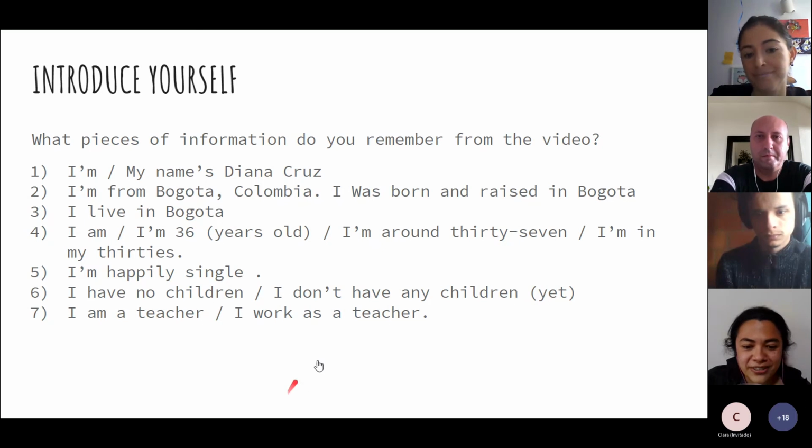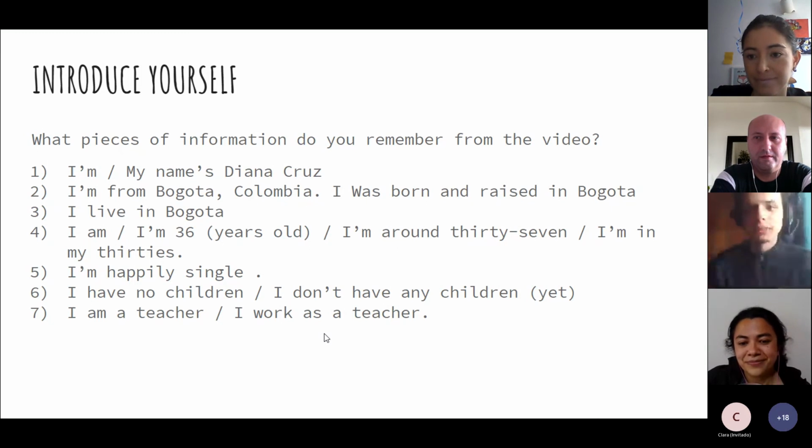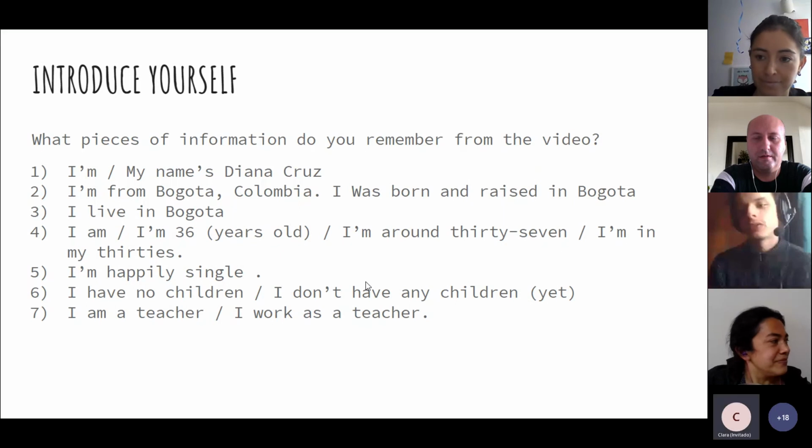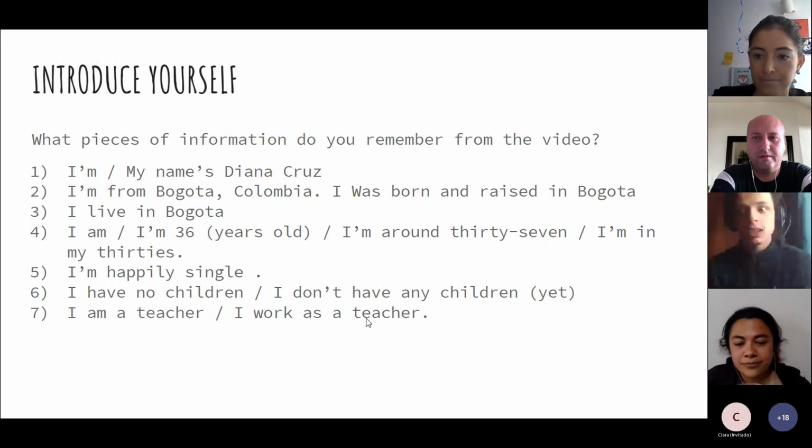All right, and let's do it with Santiago Correa. Go on, Santiago. Hello, my name is Santiago Correa. I am from Armenia, Quindío. I was born in Armenia, Quindío, but I raised in Bogota. I live in Bogota. I am 22 years old. I am happily single. I don't hate children, obviously. Children. Okay. And I am a developer.